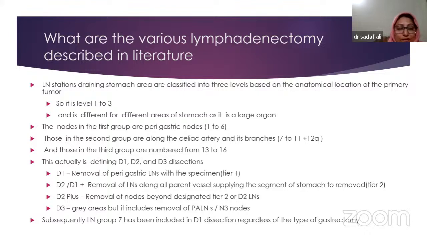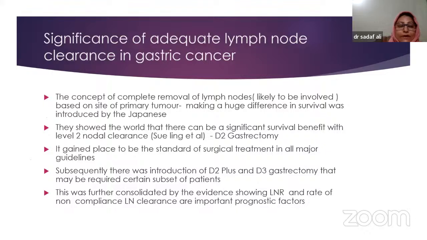In addition to all this, subsequently, as a part of standards, station 7 is included in D1 dissection for all types of gastric cancer, all areas of gastric cancer.